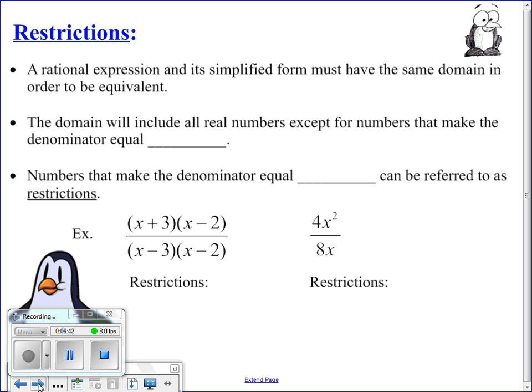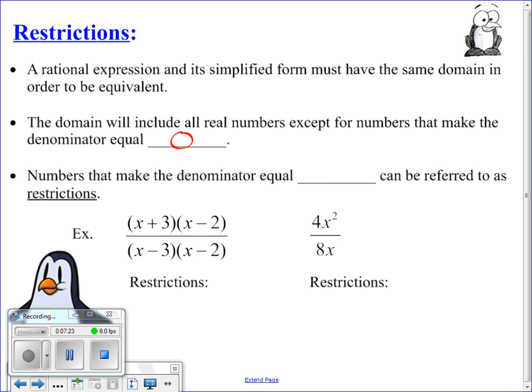All right. The next part we're going to talk about is restrictions. Again, this is me having the foresight, knowing what's coming, so I'm trying to prepare you for what's coming up next week when we get into solving. If you practice it now, it becomes second nature by next week. A rational expression in its simplified form must have the same domain in order to be equivalent. All that means is when I'm looking at my restrictions, you want to look at the original problem, not after you've canceled it. The domain will include all real numbers except for numbers that make the denominator equal what? When you think of fractions, what can you not divide by? 0.